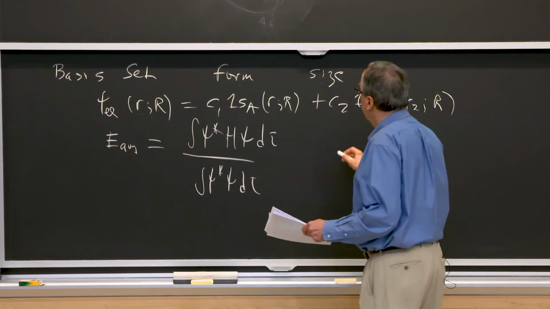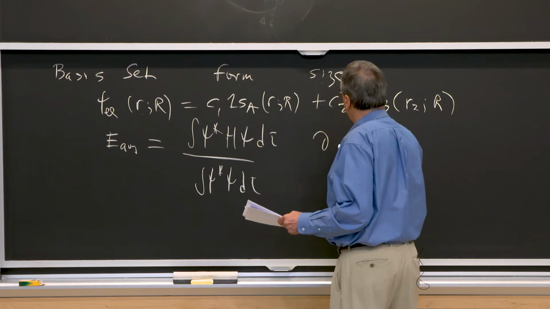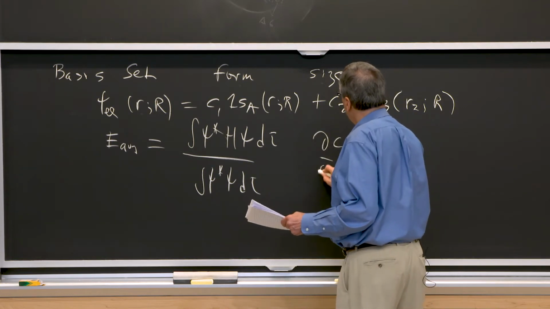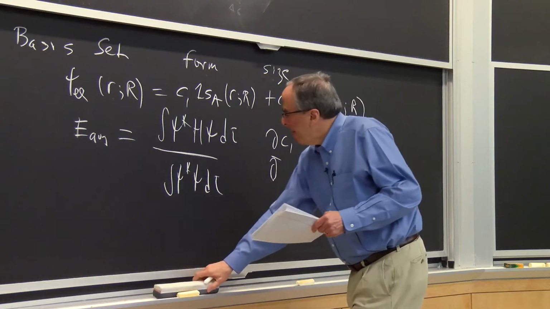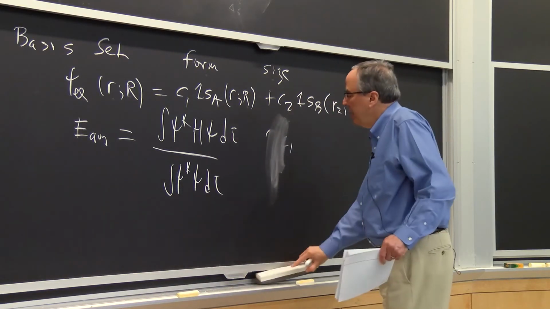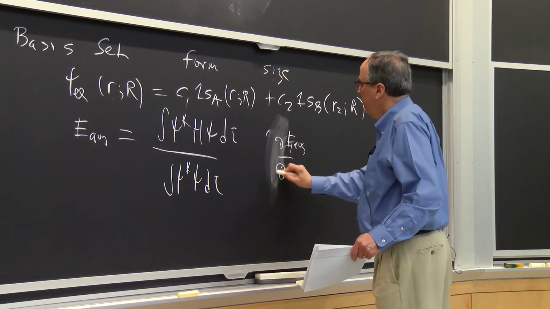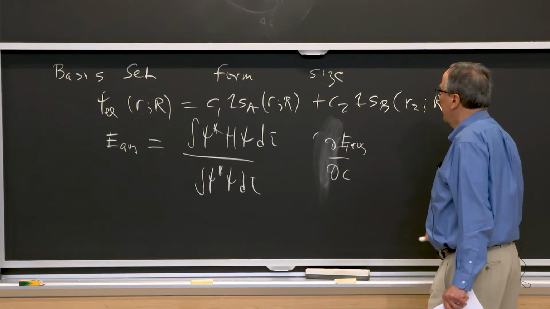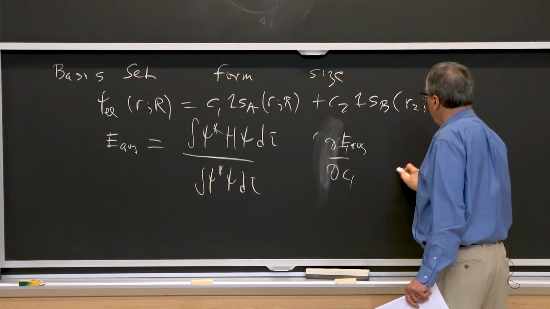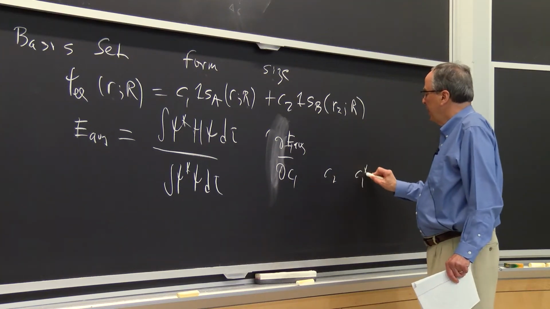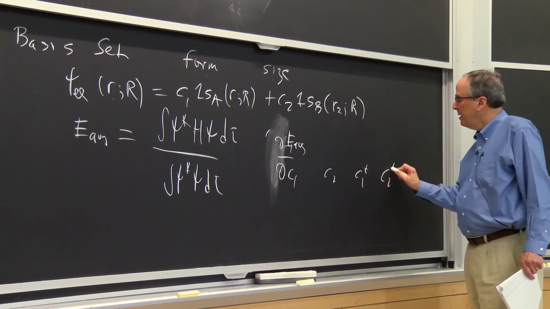And so the problem is we want to minimize the energy with respect to C1 or C2 or C1 star or C2 star.